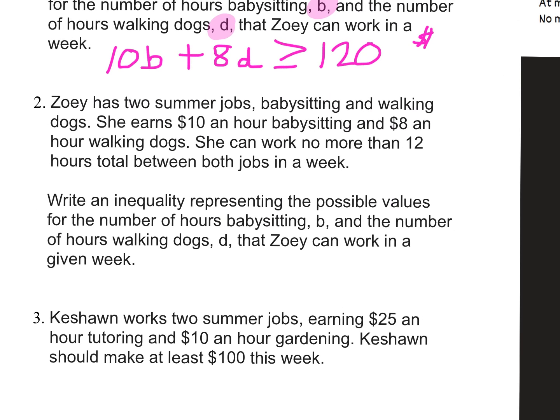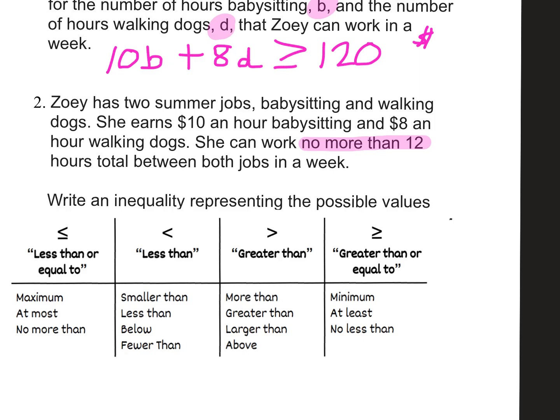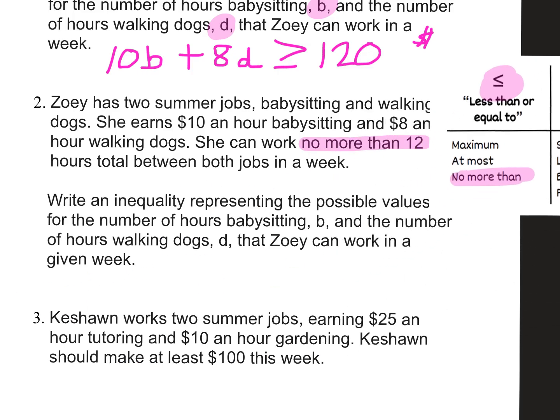Okay, again, pause the video, try number 2, and then restart the video when you're ready, but I'm going to assume you've done that. So first, look at your limit. This time Zoe's limit is she can work no more than 12 hours total between both jobs. I'm going to look on my list of keywords and see that no more than is right here on less than or equal to. So I'm going to move that out of the way for a second. So less than or equal to 12.